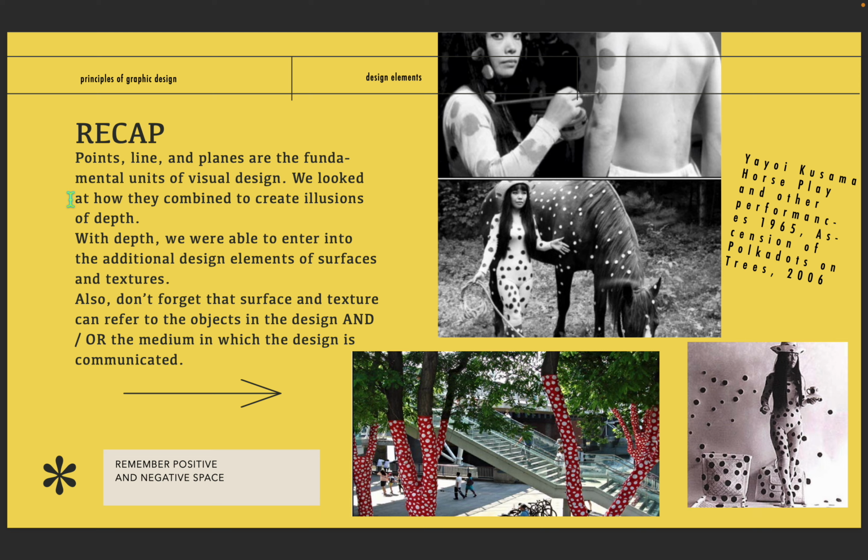So you can see here several examples of work by the artist Yayoi Kusama. This is Horseplay and Other Performances from 1965, and then Ascension of the Polka Dots on Trees from 2006. So she's been doing this work for a long time. And notice that we have sort of an interplay on some smooth surfaces like skin here, where the polka dots are painted, and she's painting the polka dots on the man in the upper picture. But we also have the surface of the horse, the surface of the tree, the surface of the chair, and these have more texture than the smooth skin surface or the smoothness of her dress. So you can see both surface and texture being covered with these polka dots.